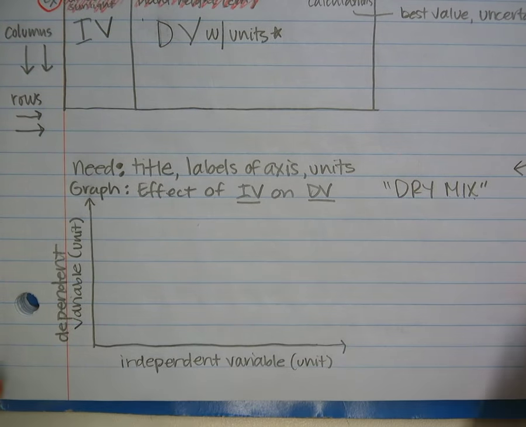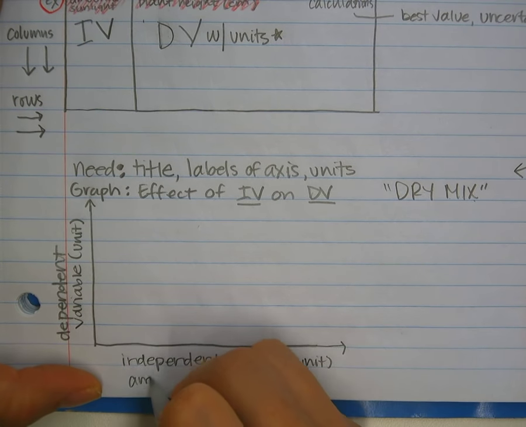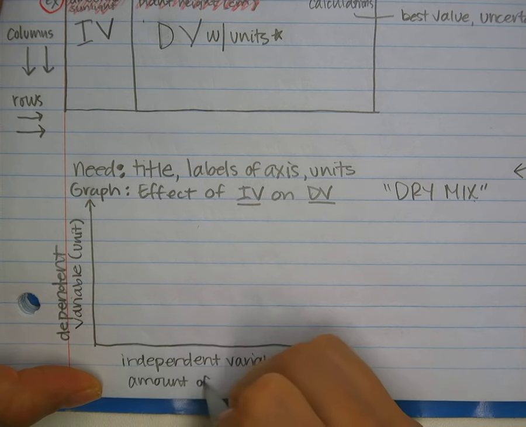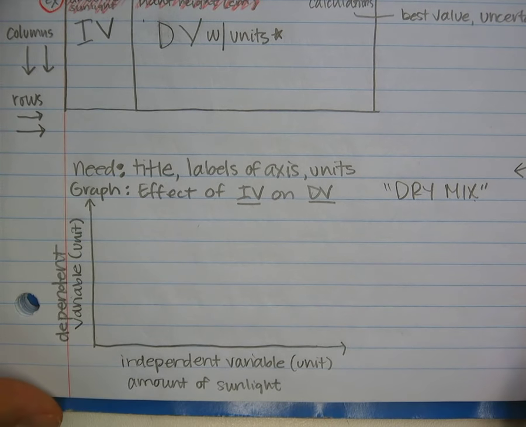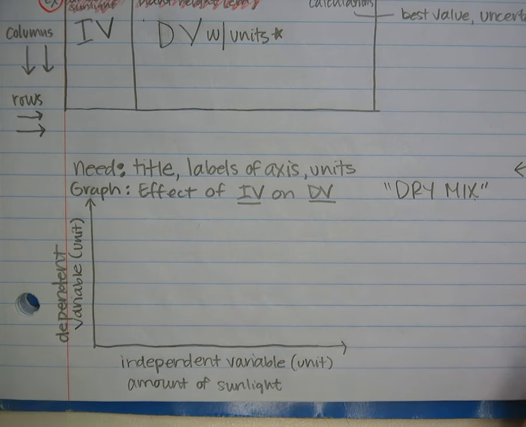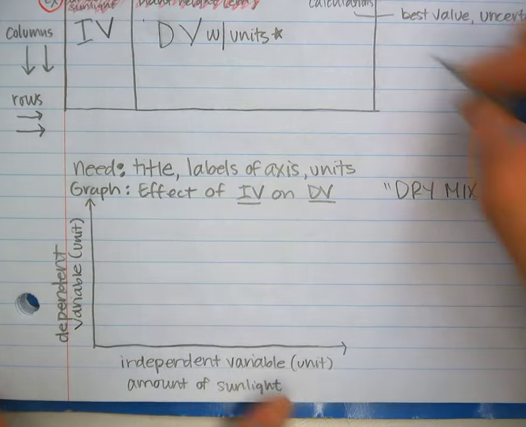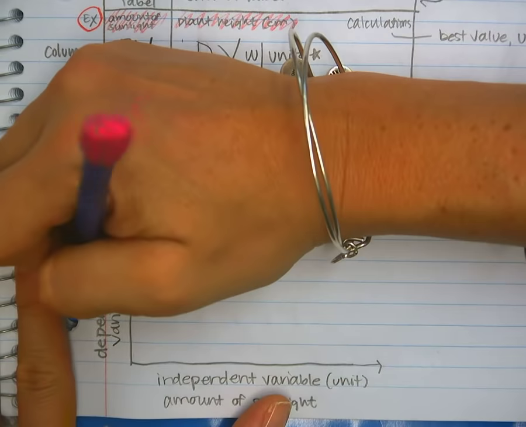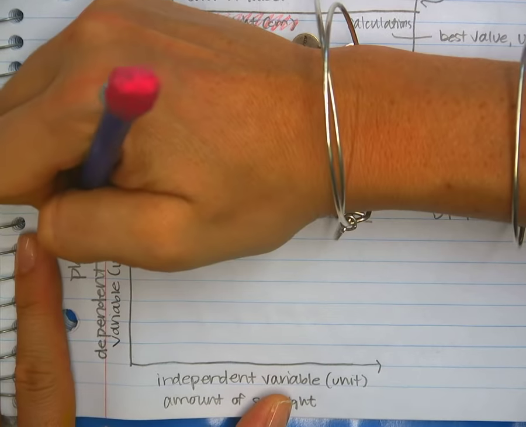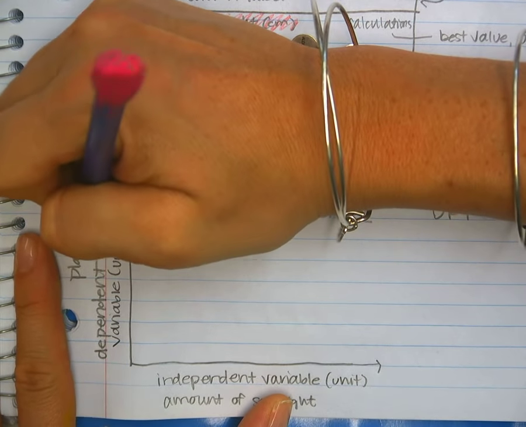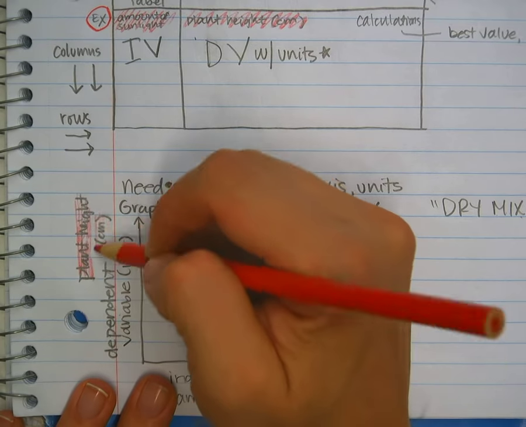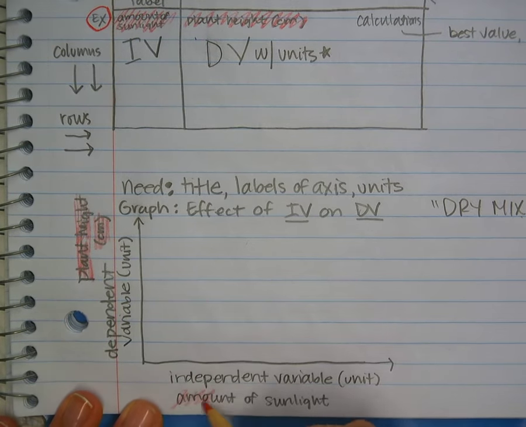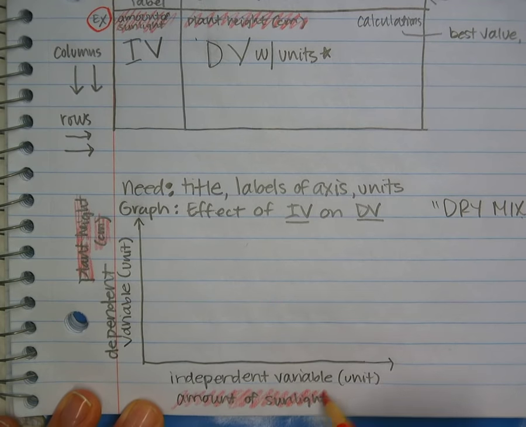So if this again was our example, the amount of sunlight would go on the bottom. And that doesn't have a unit, so I would leave it there. If it doesn't have a unit, you're probably also looking at making a bar graph. So the amount of sunlight would go there, and then on the left side would be where you'd have plant height in centimeters. Okay. So I'm going to shade that again the same color that I picked, just so that I get the idea that that's where that information would go.